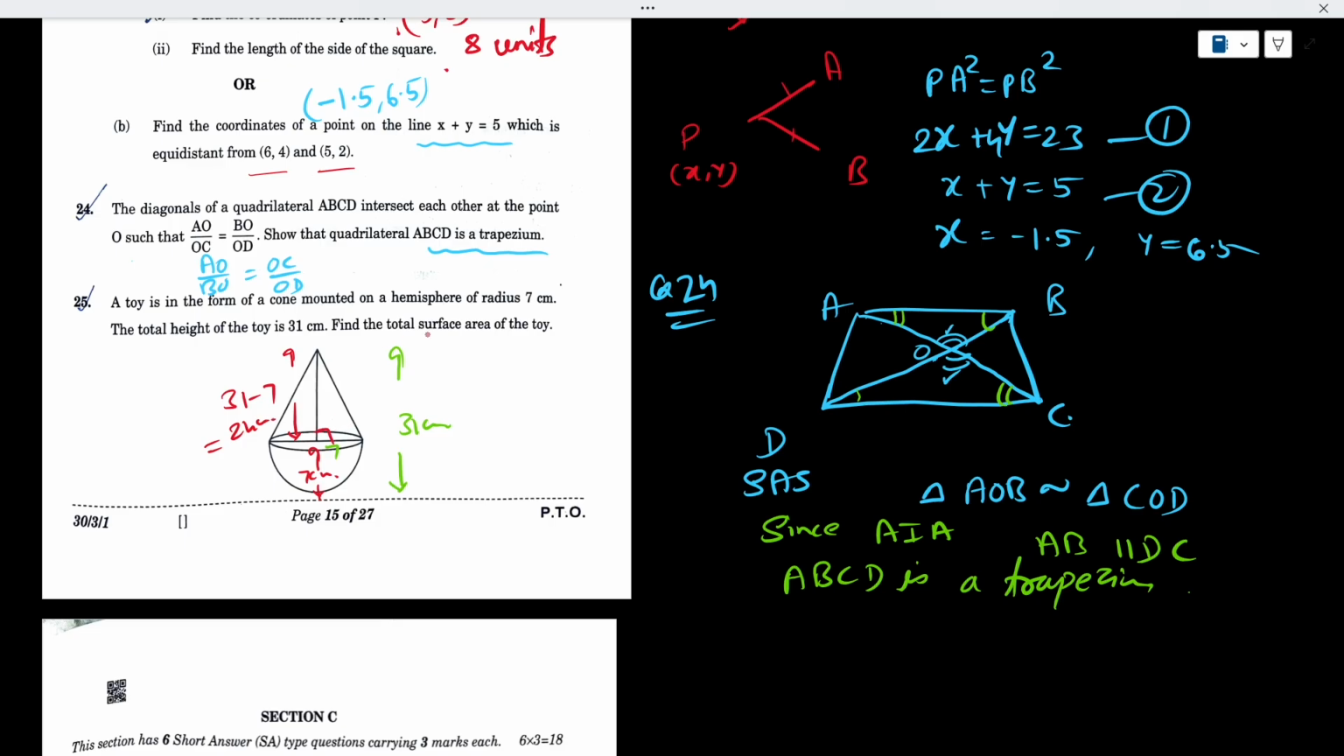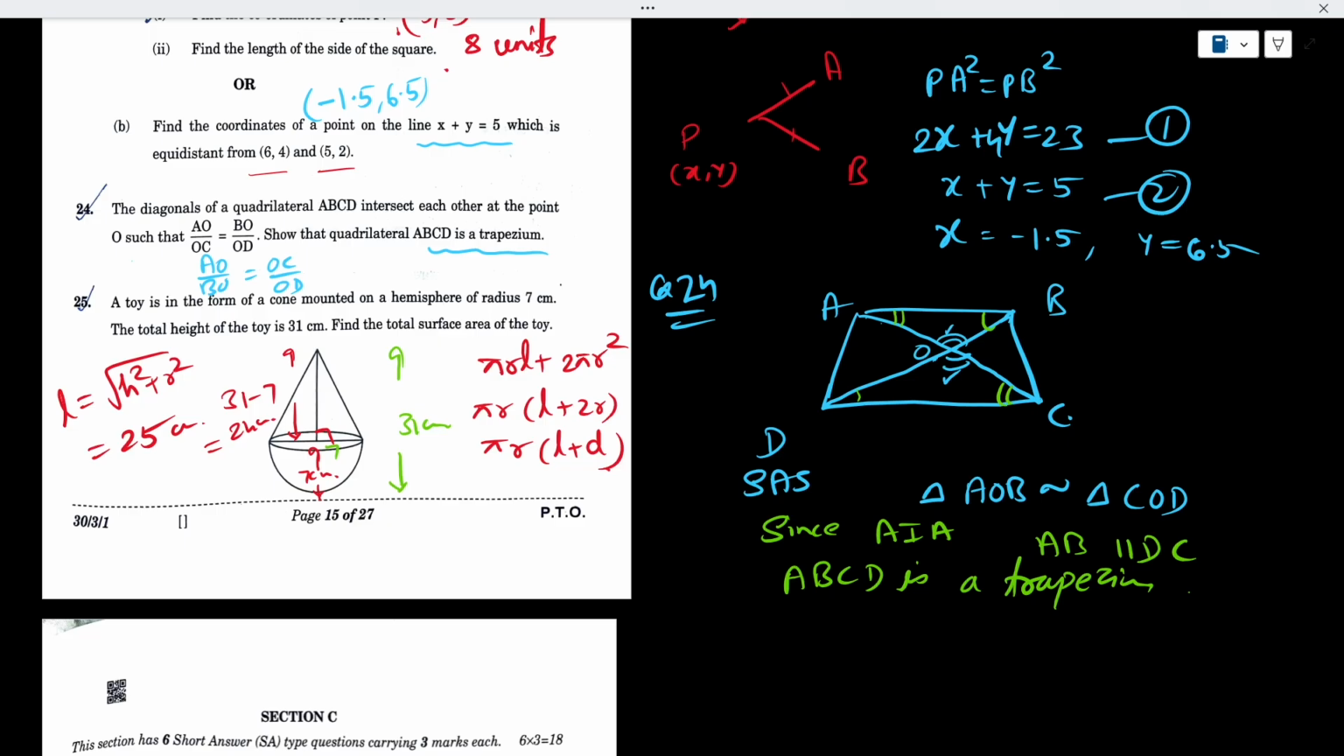So I know the surface area is going to be pi r L plus 2 pi r square. Then pi r is common, so it will be pi r into L plus 2r. If you simplify, using the h square plus r square formula, you will get L as 25 centimeter. Once you get L as 25 centimeter, substitute here.